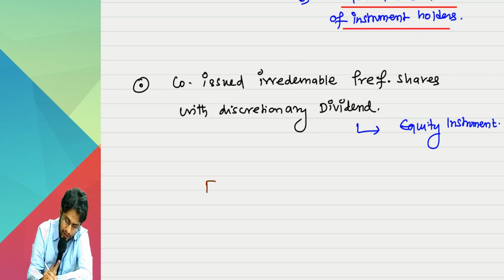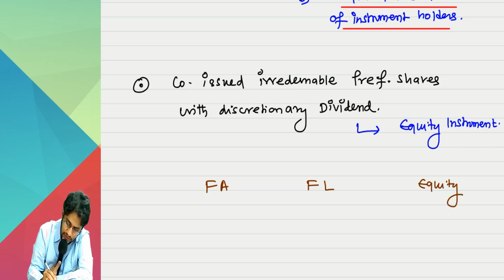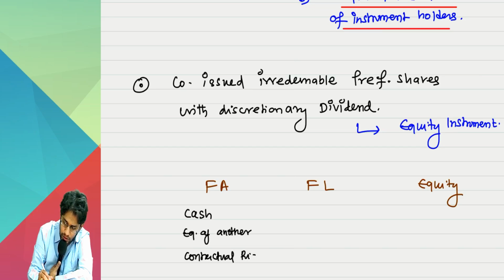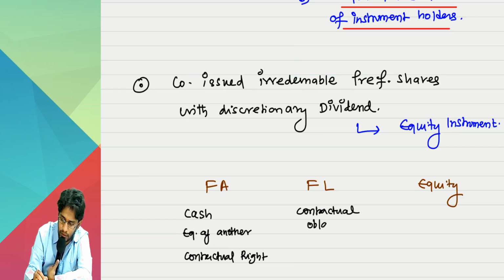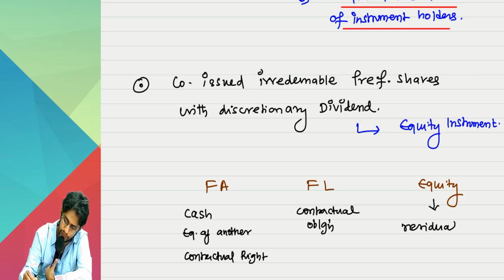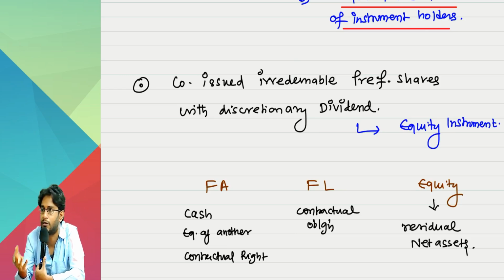Now you see the financial asset definition, financial liability, equity definition. Financial asset has three parts. It is either cash, the equity instrument of another entity, or a contractual right to receive cash or any other financial asset. Here we discussed only one point, that is contractual obligation to deliver cash. Equity is that instrument which gives you a right on the residual interest in the net assets of the entity. That instrument is called equity.